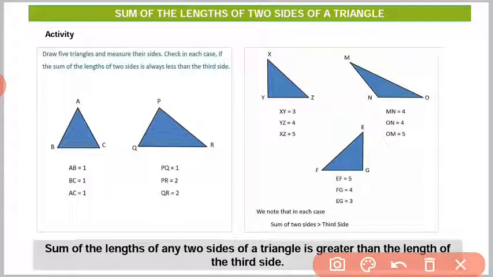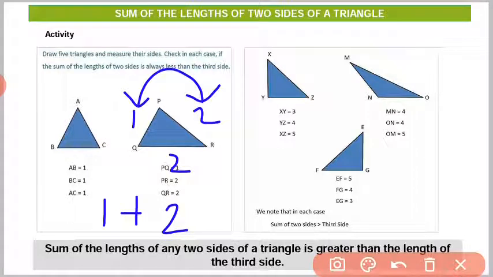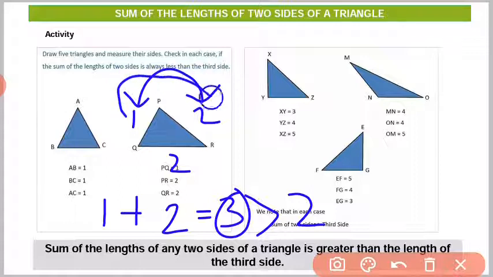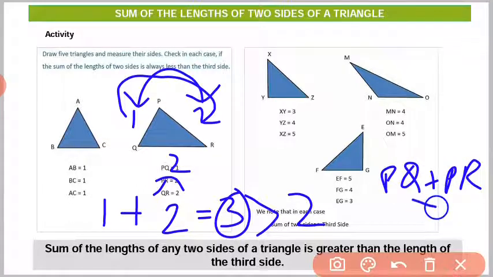Let's take triangle PQR, in which PQ is 1, PR is 2 and QR is 2. Let's add these two sides. When we add PQ plus QR, we get 1 plus 2 is equal to 3, which is greater than 2, and 3 is the sum of these two sides and it is greater than the third side. So we can say that PQ plus PR is greater than QR.